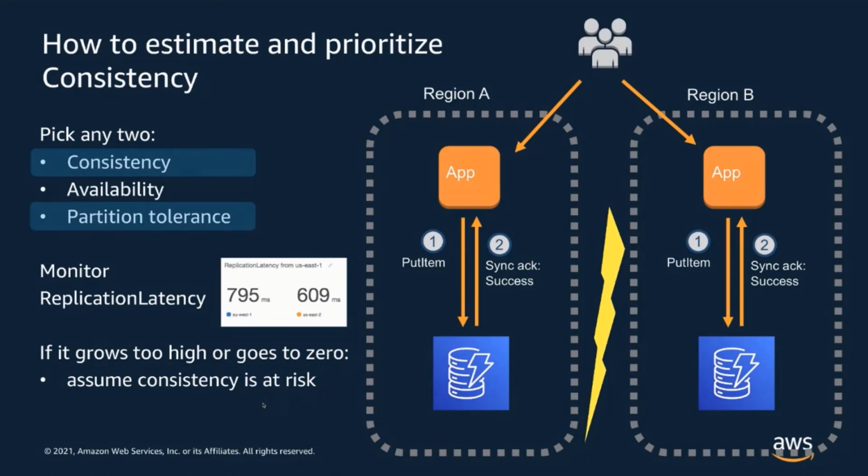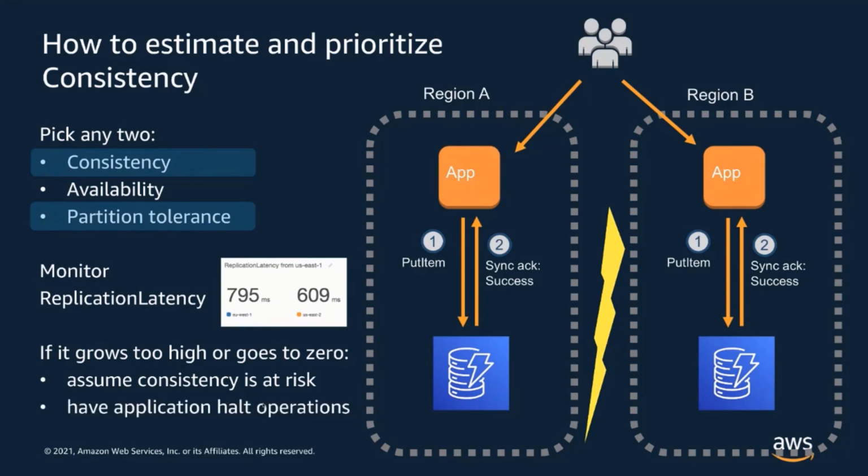So that's just as bad as replication going to infinity. In any case, if it goes too high, above some threshold that you're comfortable with, or that you're used to from running global tables for a little while and watching it, or if it goes to 0, you can assume that there's been a partition. You can assume that your consistency is perhaps at risk if you're allowing writes to both tables.